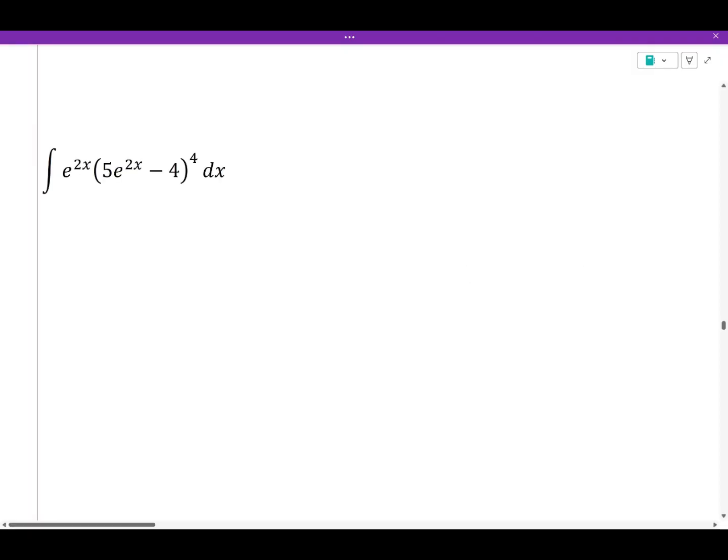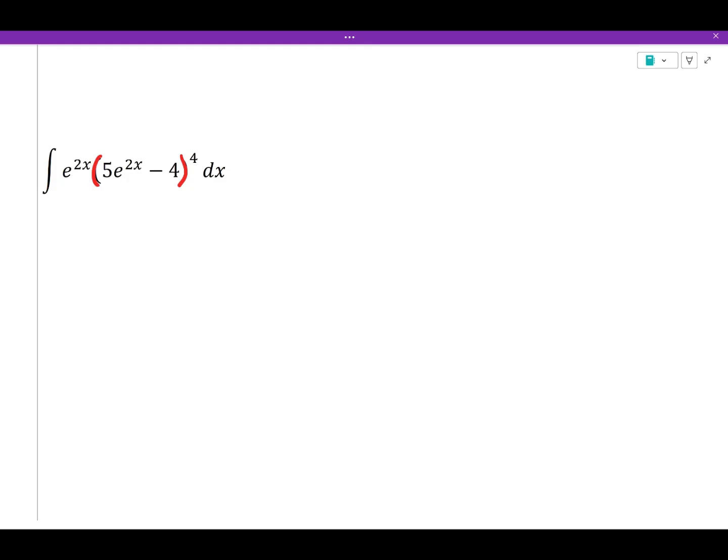Let's consider one more scenario for e. So here's our scenario, and this one looks a lot more complicated because we now have a bracket raised to a power, and it's being multiplied by a function involving e. Well, bracket raised to a power, we haven't been concentrating on that in this section, but we dealt with this scenario in the previous section.